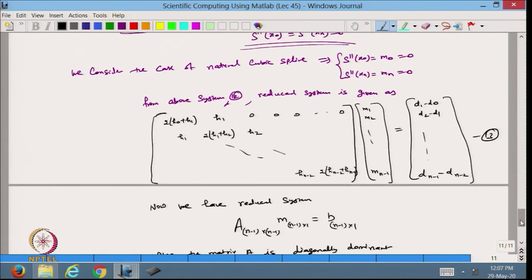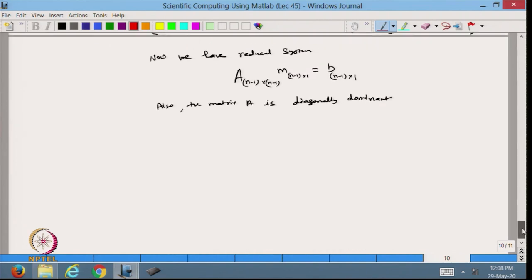Why is it diagonal dominant? If you see from here, this is a sum of the previous one and the next one. So this value is definitely greater than h1. This is greater than h1 and h2. So I am taking the sum and 2 times of this one. The same thing we are doing here, 2 times of this one. So this matrix is a diagonal dominant matrix, and it has a unique solution.